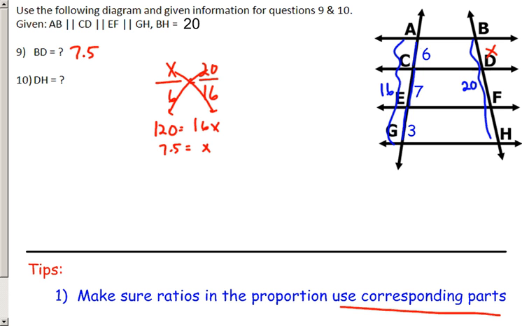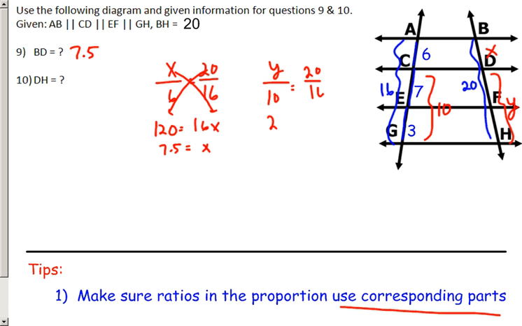Okay? Next question, DH. DH is this piece here. We'll call that y. I'm going to say y corresponds to this whole part, which is 7 plus 3, or 10. So y corresponds to 10, and just like we do with similar figures, in this case you've got parallel lines cut by a transversal. I'm going to use the same ratio that I used in the last one, which is y is to 10 as 20 is to 16.